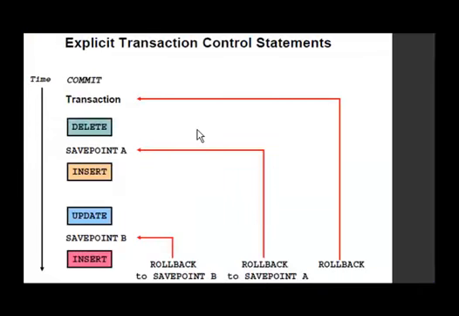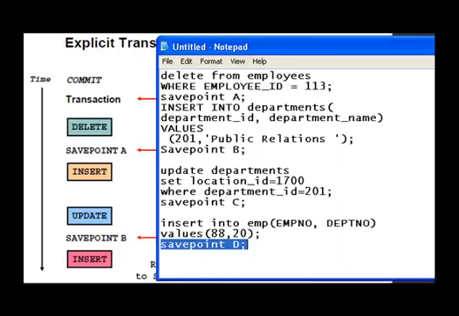Now if I say roll back to A, you're going to take all this action that I had back to before I started doing my first delete statement. If I say roll back to point A, I'm going to lose all this activity that I did, and it's going to roll back to the beginning.